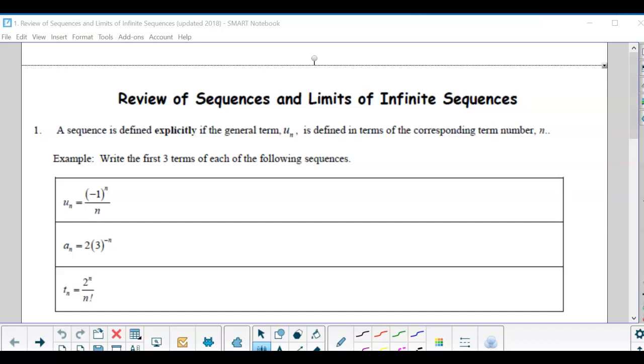These are explicitly defined because you don't need to know the previous term. If you do need to know the previous term, then that's called a recursive definition, which we'll look at in a second. So for the first one, u sub n, the first three terms: when n equals 1, that's negative 1 over 1. When n equals 2, that's positive 1 over 2. When n equals 3, that's negative 1 over 3.